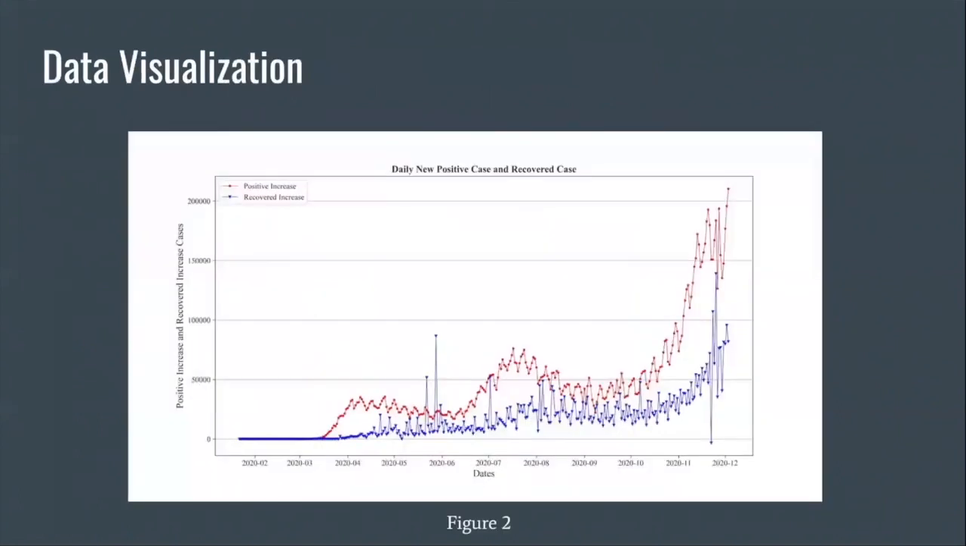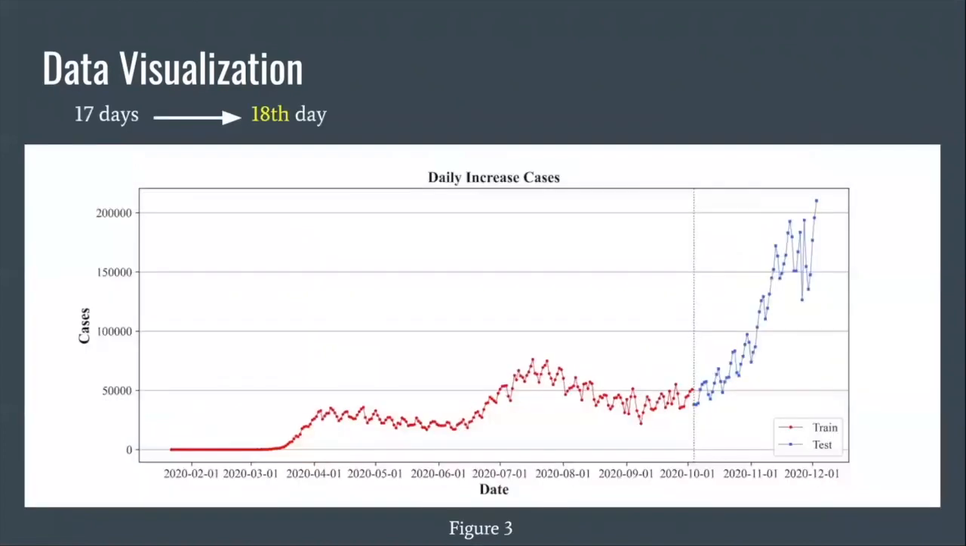Here, in this graph, the red trend is about daily new positive increase cases, and the blue trend is about recovered increase cases. We separate the previous 80% of the data to be training data, then we let our model learn from those data, and the others to be testing data, where we test the result. In our model, we use every 17 days of feature data to get the 18th day prediction on positive increase cases.